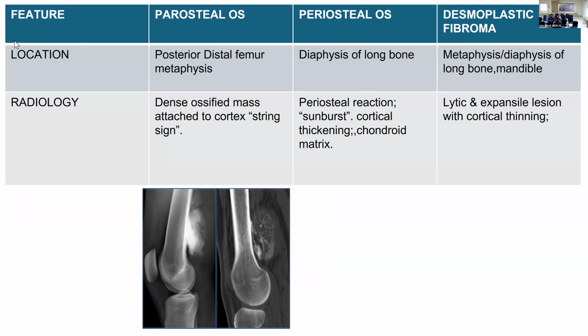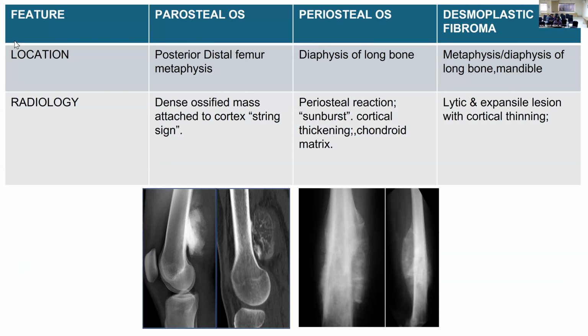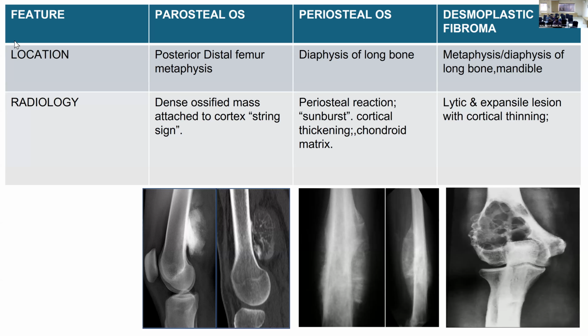Periosteal osteosarcoma is mainly located in the diaphysis of the long bone and has a peculiar sunburst appearance on X-ray, with cortical thickening and a chondroid matrix. Desmoplastic fibroma is in the metaphysis or diaphysis of the long bones. It is a lytic expansile lesion with cortical thinning. Fibromatosis of the soft tissue was also considered as a differential diagnosis due to the bland spindle morphology.